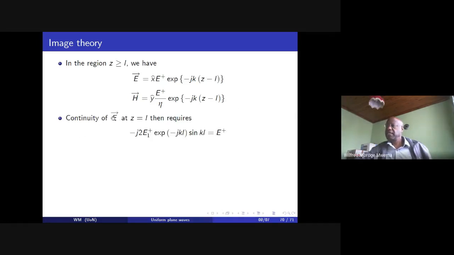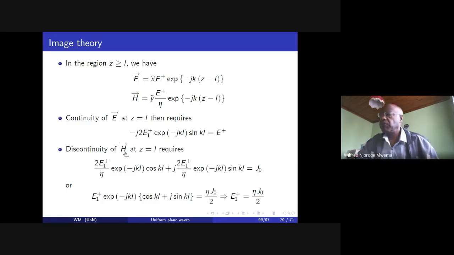And the continuity of E at Z equals L then requires that equation, sine KL, be equal to that amplitude we are dealing with here. And the discontinuity of H at Z equal to L requires that this equation plus that equation must be equal to the actual current source that we have there, J naught. Or in other words, we can see that again we have a similar equation as before, and you can see that E1 is just going to be given by eta J naught over 2.